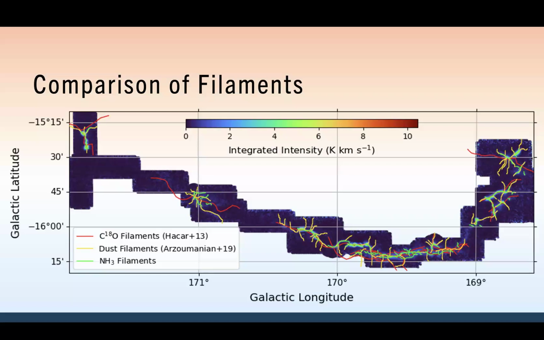The C18O is mostly right along that main overarching structure, whereas I actually truncated a lot of the dust for the purposes of this. The dust is pretty much everywhere, but for this figure, I only showed the filaments for the dust where it overlapped with the two gas tracers.